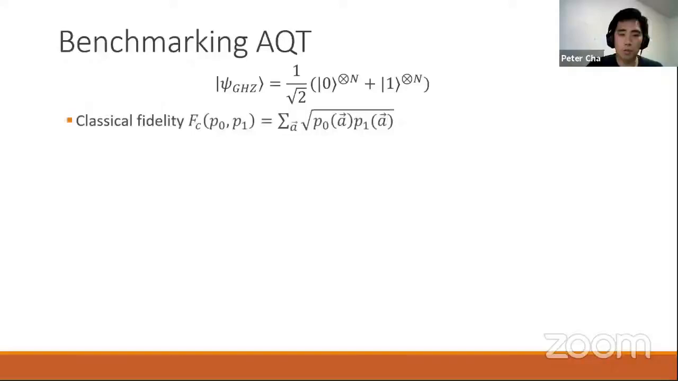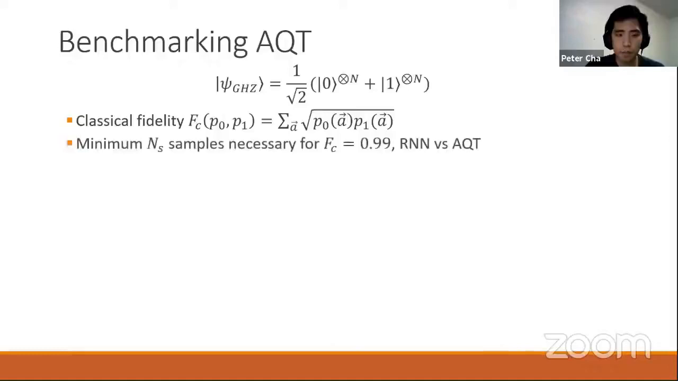We'll characterize the accuracy of reconstruction by using the classical fidelity. The reason why we use the classical fidelity and not the exact quantum fidelity is because the exact quantum fidelity requires reconstructing and manipulating the density matrix. Since we'll be working with extremely large system sizes, that will not be possible. And so what we will be studying is, for a given number of qubits n, finding the minimum number of samples necessary to achieve a classical fidelity of 0.99, and contrasting RNN's performance against AQT.